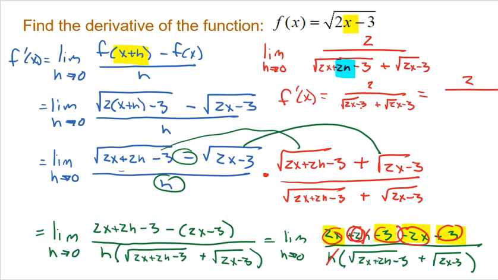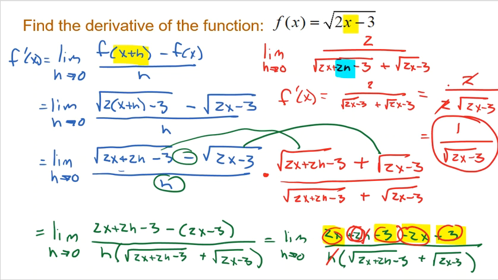On top, I have a 2. The square root of 2x minus 3 plus another square root of 2x minus 3 is 2 square root of 2x minus 3. Those 2's, of course, can reduce, so my final derivative is 1 over the square root of 2x minus 3. There is my derivative.